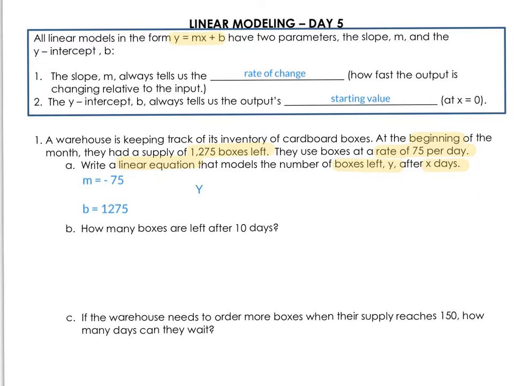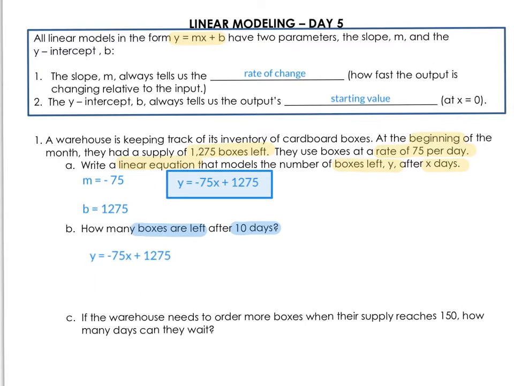I'm going to write it in slope-intercept form, so y equals the m, negative 75, and that's down 75 boxes every day, so x for the number of days, and then we started off with the positive 1,275, so that goes in place of the b value. So that's my answer. The next part says how many boxes, and that's our y value, the number of boxes left, after 10 days. Well, days was our x value, so x equals 10, so I'm just going to fill in 10 in place of x in my equation.